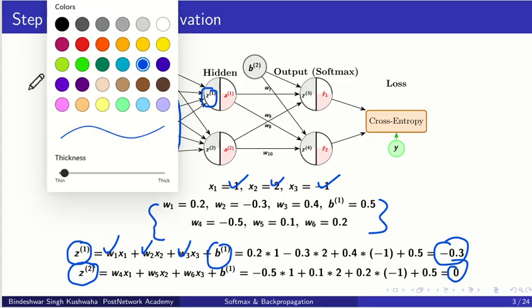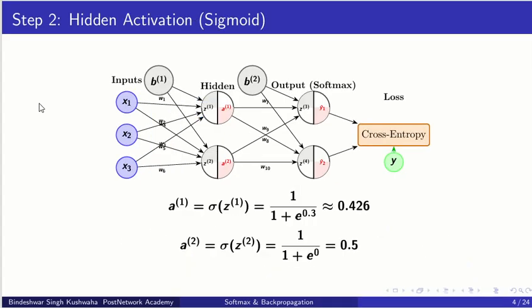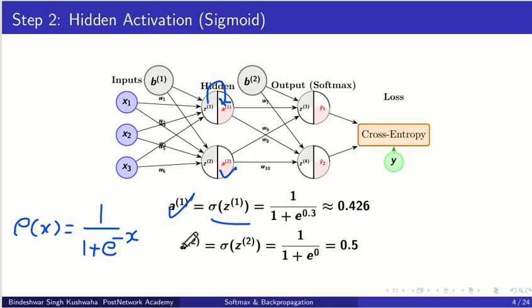After that we will apply activation functions. Here is the activation function, and that activation function is the sigmoid activation function, which is basically 1 upon 1 plus e raised to minus x, and its value ranges from 0 to 1. So here a1 and a2 are both sigmoid activated outputs at the hidden layer.